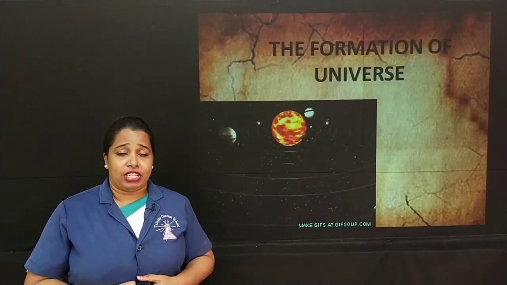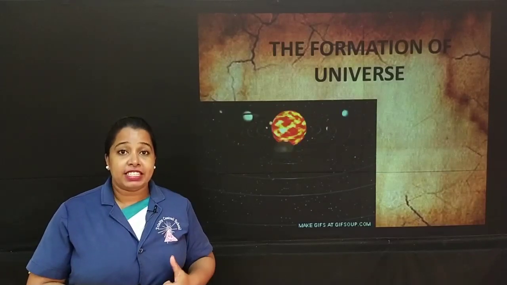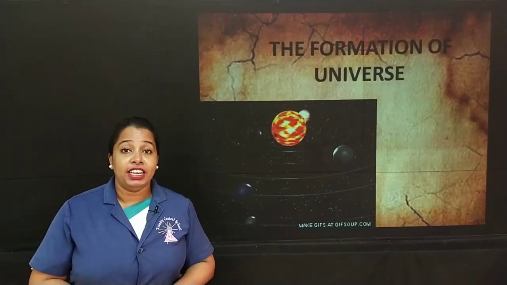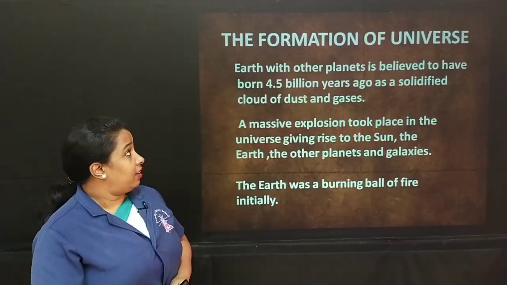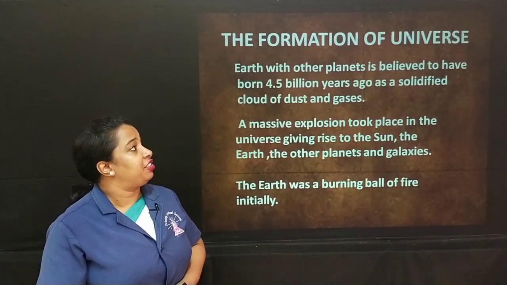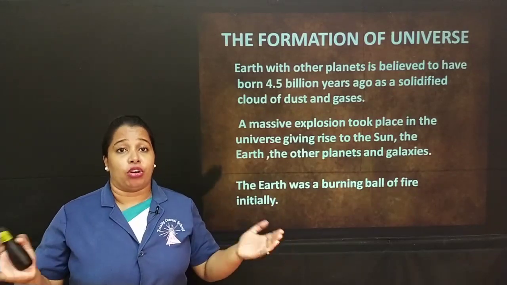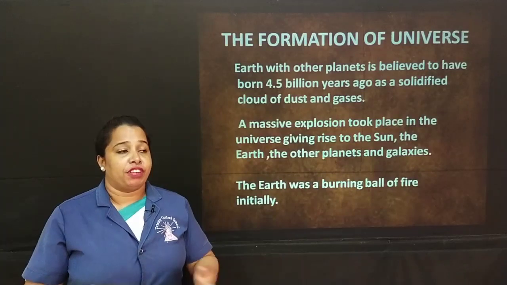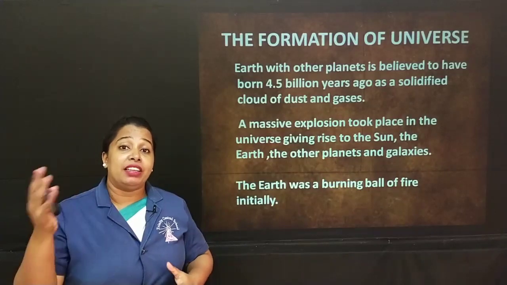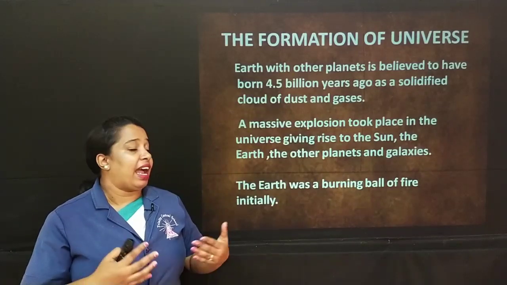So let me tell you, my dear children, if there should be life on Earth, first the Earth needs to be formed, right? First, let us know how the Earth or other planets were formed, or the formation of the universe. Earth with other planets is believed to have been born 4.5 billion years ago as a solidified cloud of dust and gases. So Earth or universe was just a ball of cloud with dust and gases, and a massive explosion took place billions of years ago, which gave rise to the sun, the Earth, the other planets and galaxies.